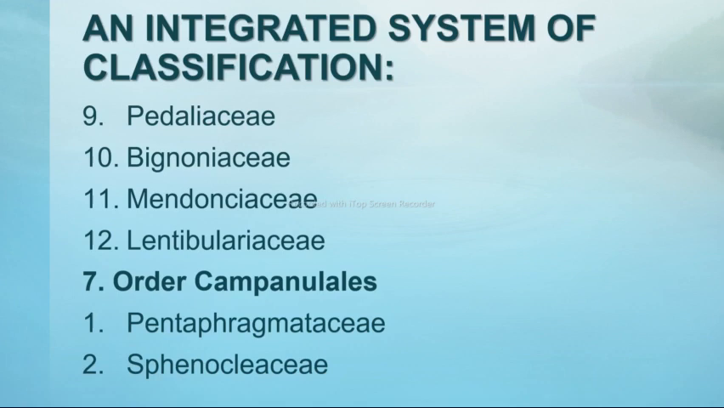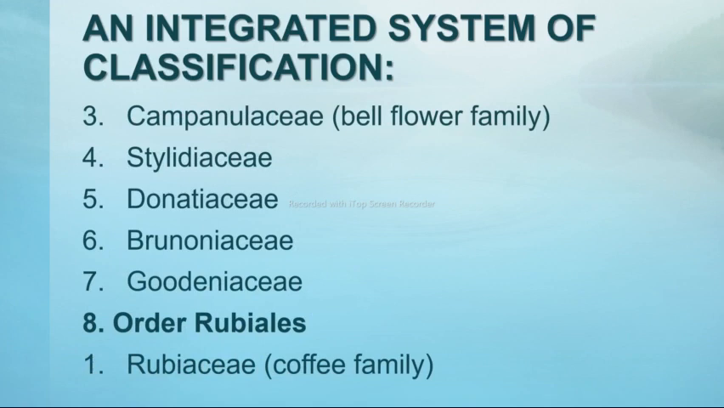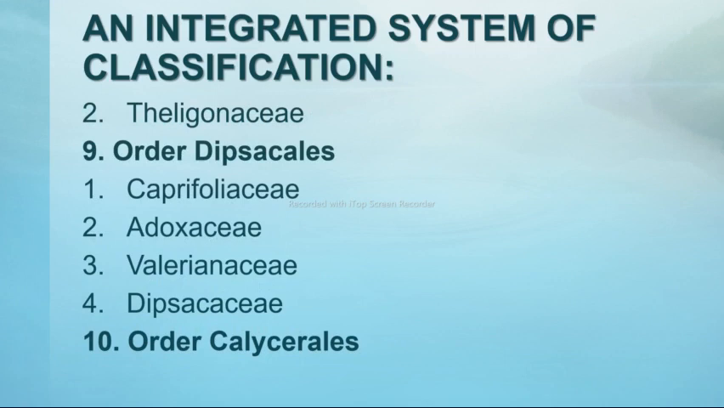And the seventh order is Campanulales, which includes the Pentaphragmataceae. And the next is the Sphenocleaceae. Next is Campanulaceae, which is the bellflower family. Next is Stylidiaceae, Donatiaceae, Brunoniaceae, Goodeniaceae. And the next order is Rubiales, which is the eighth order. It includes the Rubiaceae, which is the coffee family. And the next is the Theligonaceae.